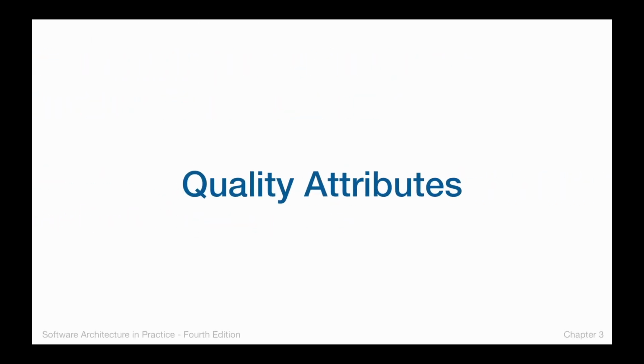All right, so quality attributes. These can never be achieved in isolation. So if you achieve one quality attribute, like performance, it's going to have an effect on other quality attributes. It could be positive or negative.